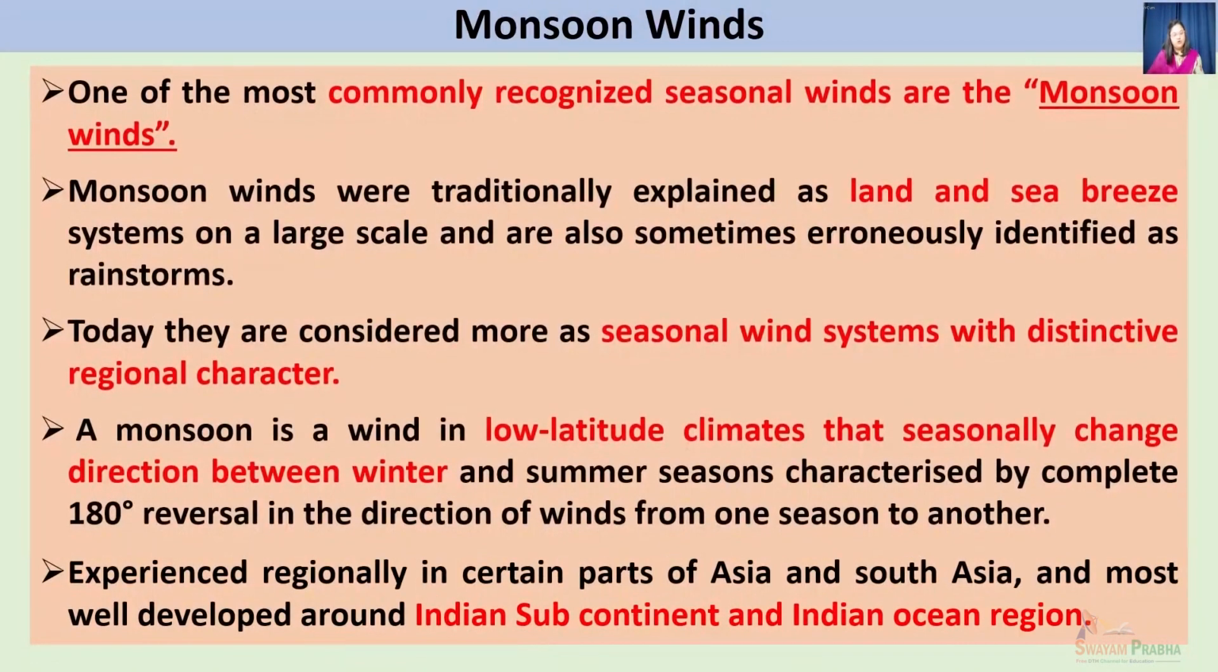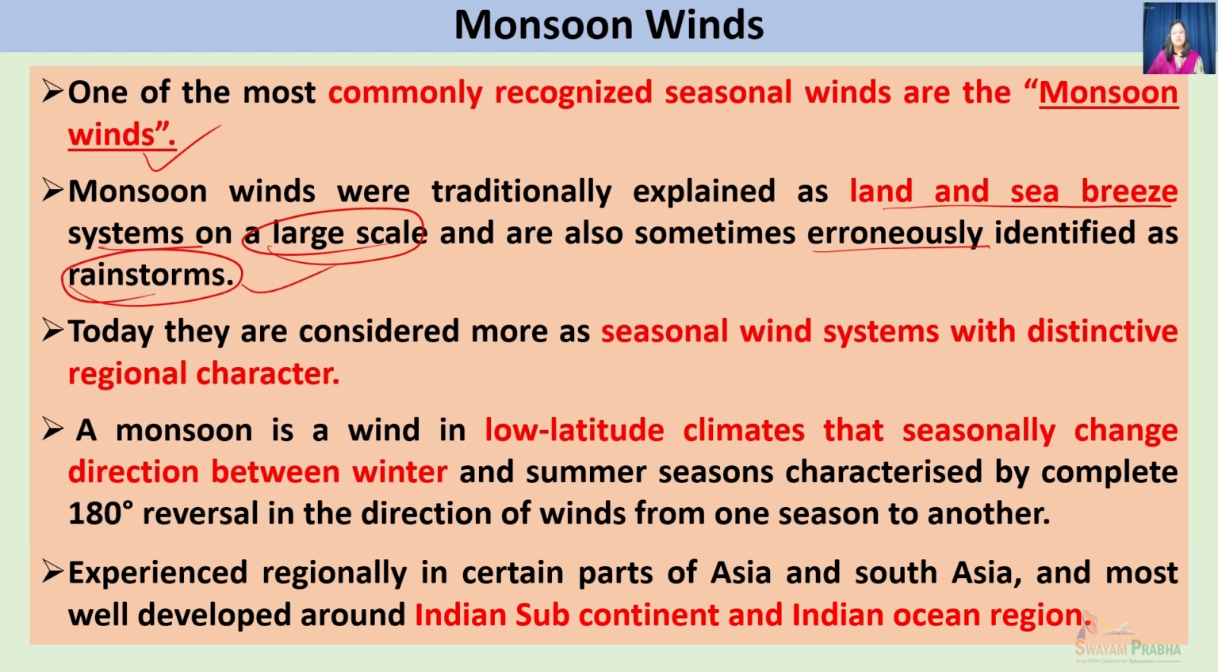One of the most commonly recognized seasonal wind systems are the monsoon winds, which occur primarily in various regions of South Asia and Southeast Asia. Monsoons were traditionally explained as land and sea breeze systems which exist on comparatively large scale. And they were also sometimes erroneously identified as rainstorm winds or rain-bearing winds.